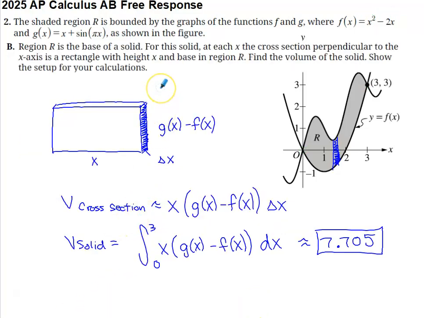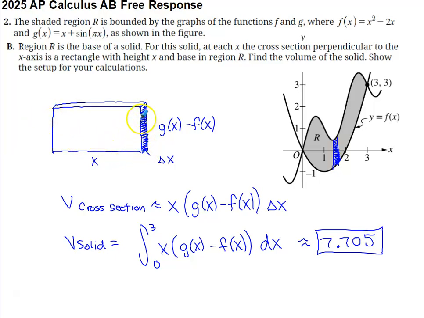Part B says region R is the base of a solid. At each cross section perpendicular to the x-axis, we end up with a rectangle that has a height given by x and a base that sits in the region R. Find the volume of the solid, show the setup for your calculations. So I'm again going to boil this down into 3 steps: slice, approximate, and integrate. If I take a slice of the object that's coming off of this region and remove that cross section, what I end up with is a rectangular face.